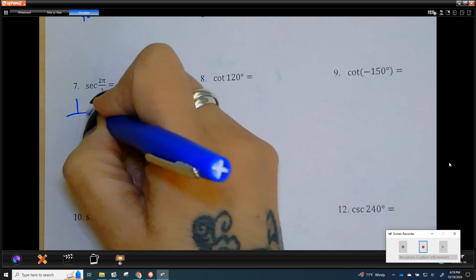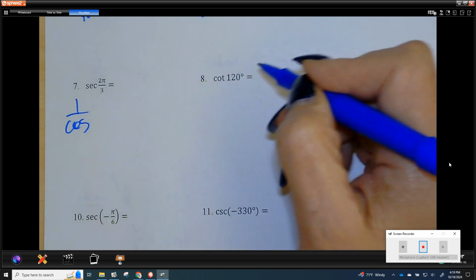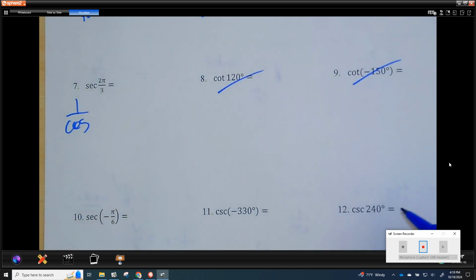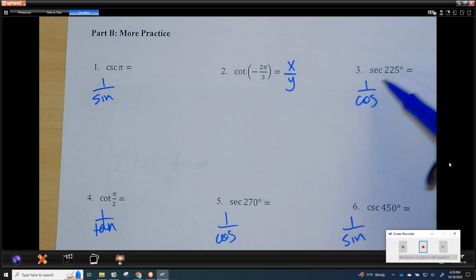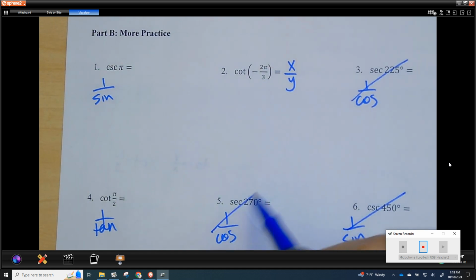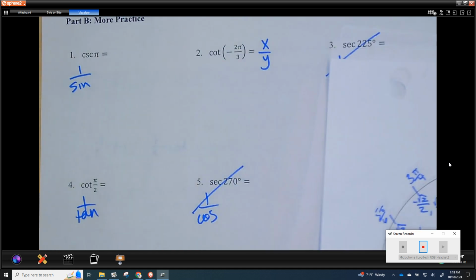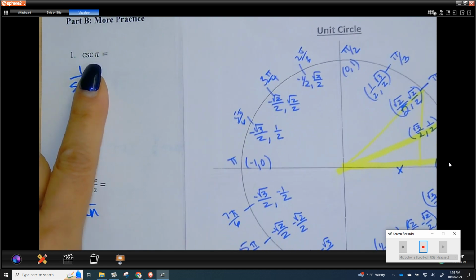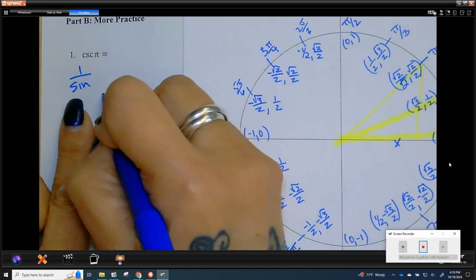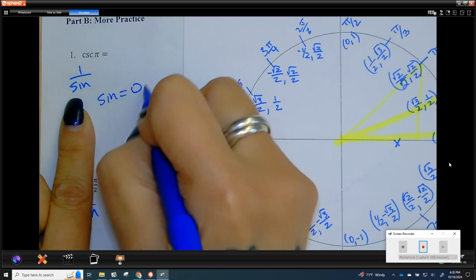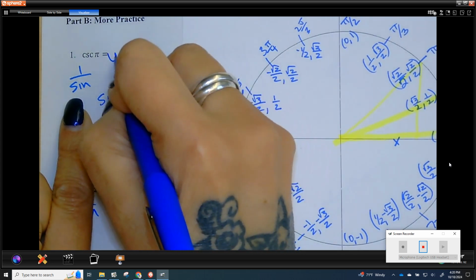I'm not going to do those. Let's do the radians. So cosecant of pi. So I go to pi. I find the sine, which is y, which is 0. So sine is 0. So when I flip 0, that's undefined.